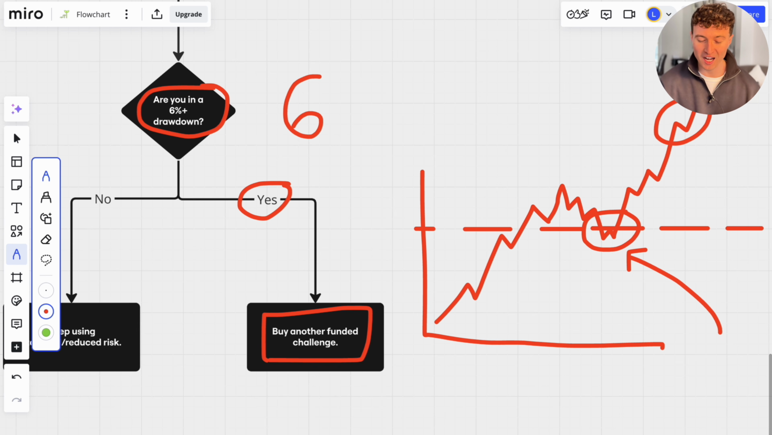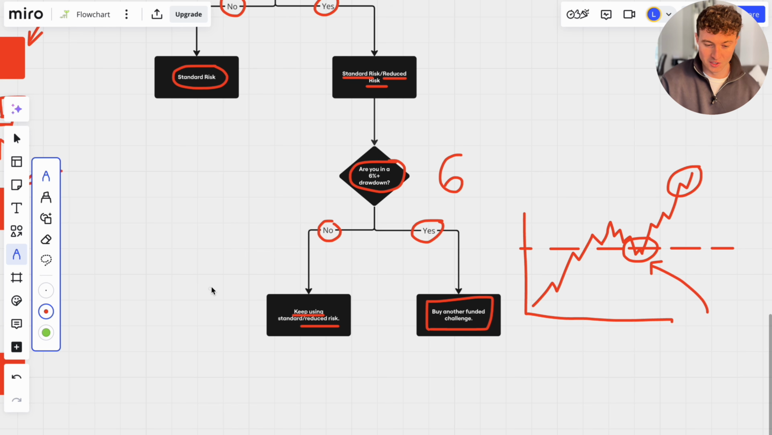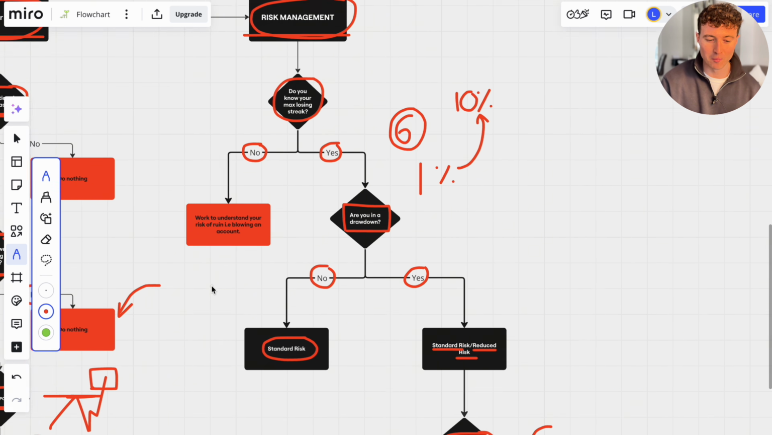is something that I've had a lot of success with, and a lot of my members have had a lot of success with this as well. I like to call this more of an advanced prop firm scaling technique. However, if used properly, it can be very, very beneficial to you. And let's just say that the answer is no and you're not in a 5 or 6% drawdown, then you're going to keep using standard risk, or depending on what type of trader you are, you can look at using reduced risk. And so this is the risk management step.